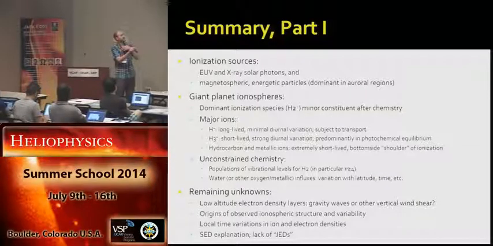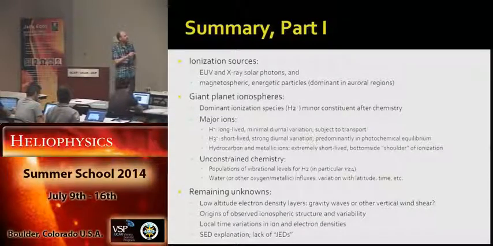The unconstrained chemistry is, of course, what are the populations of vibrationally excited H2, and what is the water influx? How does it vary with time and with latitude? There are some remaining unknowns, such as those low altitude electron density layers. It's probably some sort of vertical wind shear, maybe from gravity waves. There could be other causes. The latitudinal structure is consistent with what's expected in terms of a water influx from Saturn's rings and from Enceladus, but it's not definitive yet.